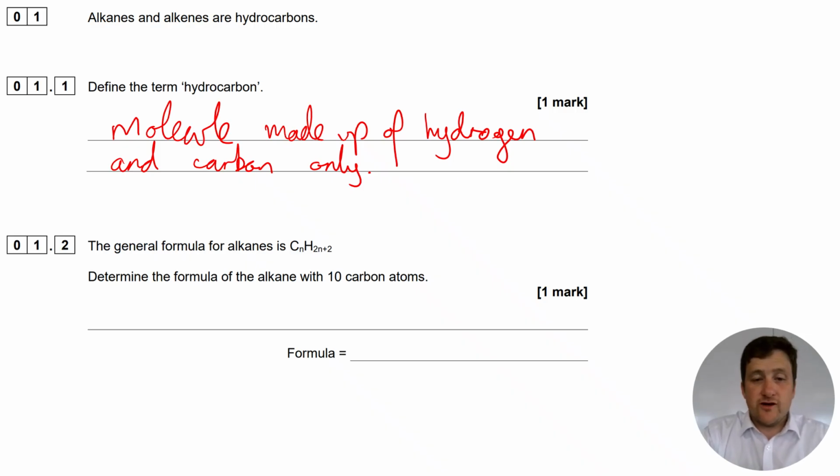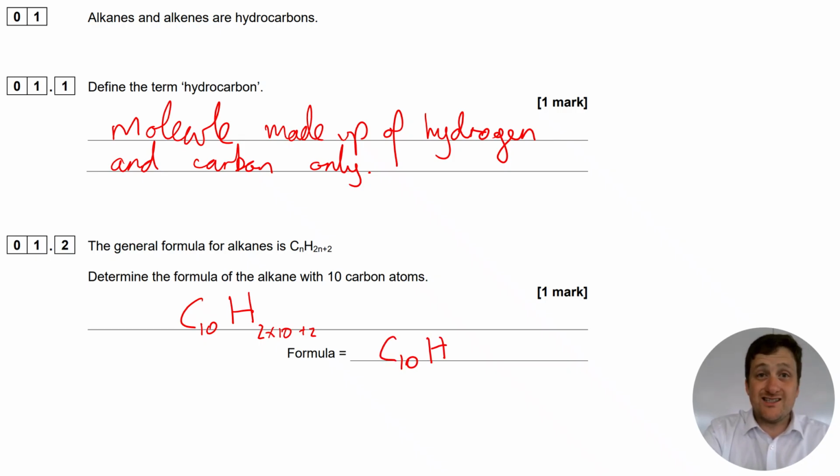Then the general formula for alkanes is CnH2n+2. Determine the formula of the alkane. So this is where your maths comes in: do you know what the n factor is? So if we put that as 10, H is going to be 2 times 10, and then plus 2. And again, if we do BODMAS or BIDMAS, we do it in the correct order, we multiply first. We're going to end up with C10H22. So again, that's a little bit of application. It's not a specific one you have to memorize, but you have to be able to use those numbers.